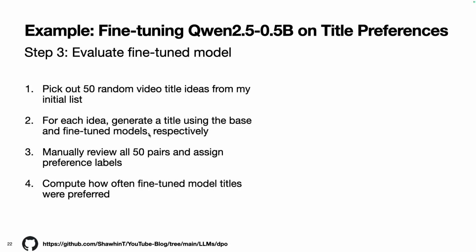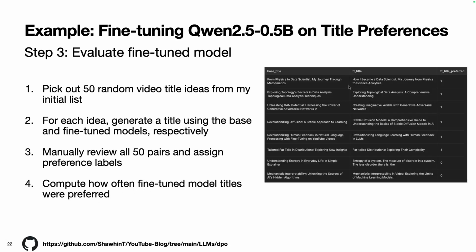So the process looked like this. I picked out 50 random video title ideas from that initial list of 114. For each of the ideas, I generated a title using the base model and the fine-tuned model. And then I created these 50 pairs. So I created this base and fine-tuned model pair, and then I assigned a preference label to each of them. And then I computed how often the fine-tuned model titles were preferred. And so this is what that evaluation data set looks like.